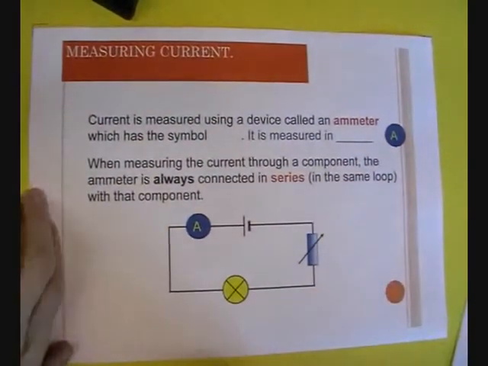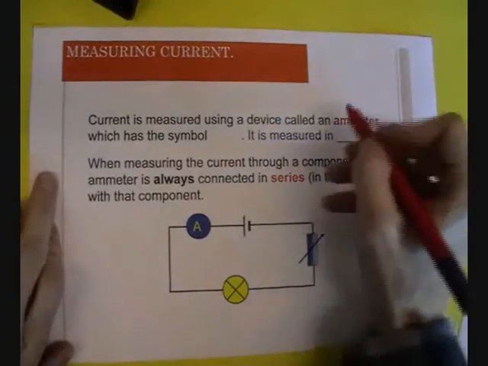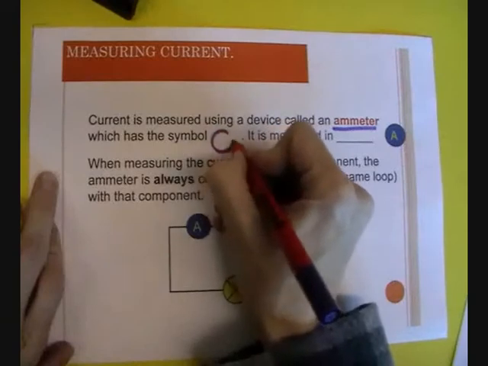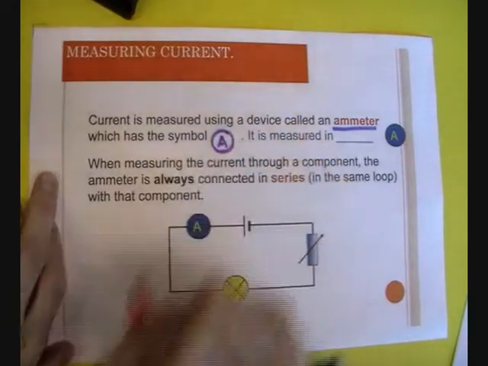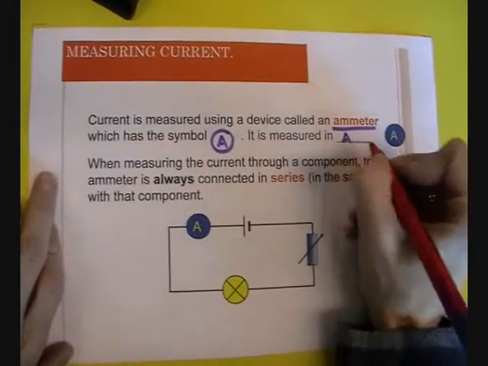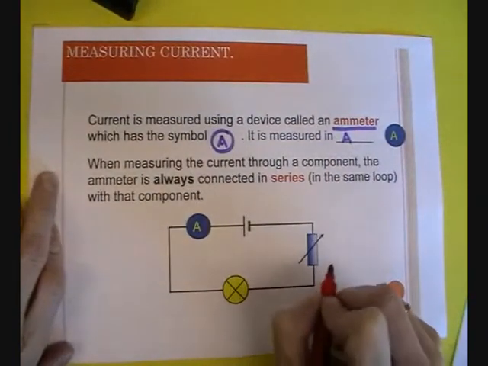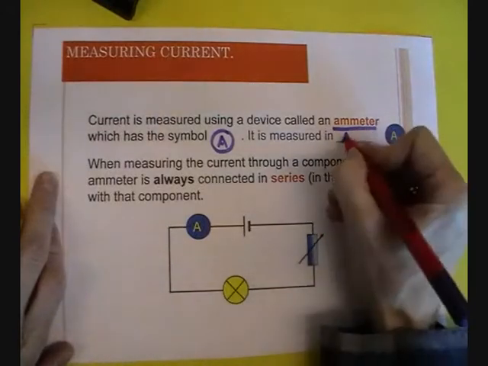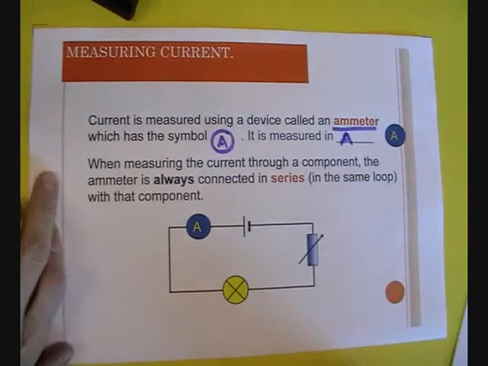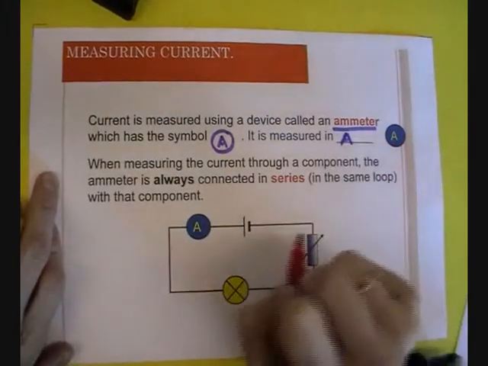Current is measured using a meter called an ammeter, and it has the symbol a capital A in a circle. And it's measured in amps, and we just use an A for short, or amperes is the proper name, which is the name of a French scientist, Henri Ampère. We say amperes, and we shorten that to amps.